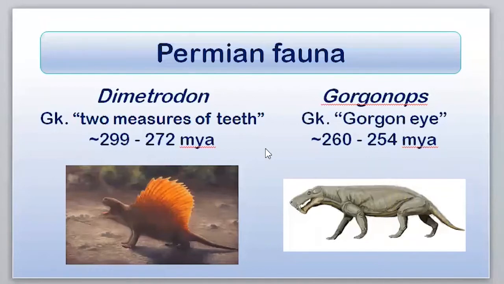Yeah. So the other one, Gorgonops. So it's length of 22 to 35 centimeters. Yeah. These are the distant relatives of mammals, Gorgonops and Dimetrodon.